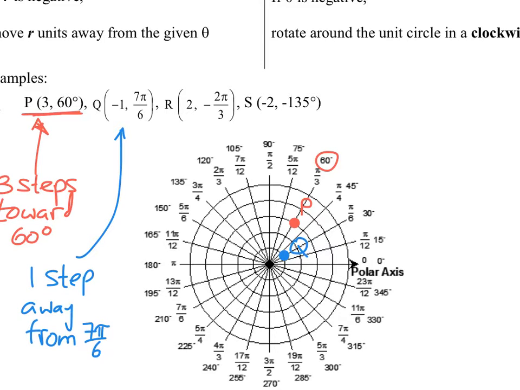Negative 2 pi over 3, if you make use of the scale that's there, here's 2 pi over 3.